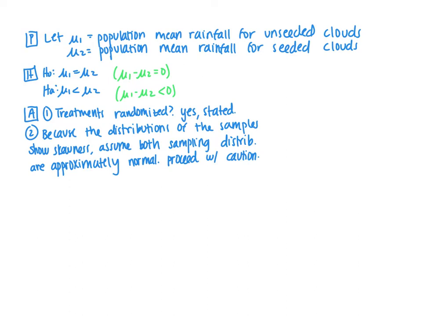So this assumption needs to be checked for both. I will tell you, I'm going to be very picky that you use plural to show me that you are talking about both sampling distributions. So if you say something like, the sample does not show extreme skewness or outliers, the sampling distribution is normal, I'm not going to take that because that does not indicate to me that you looked at both distributions.